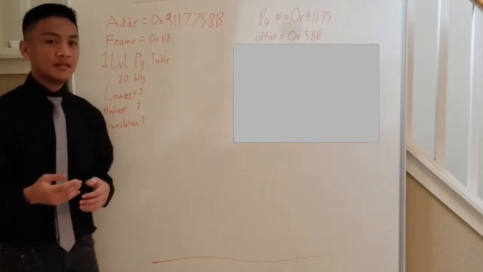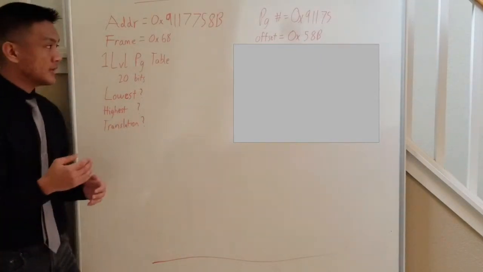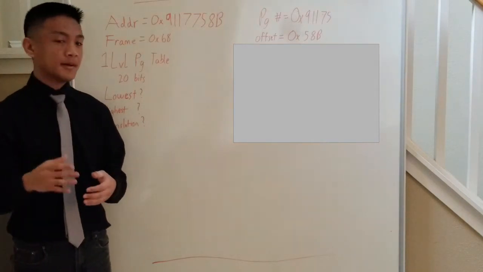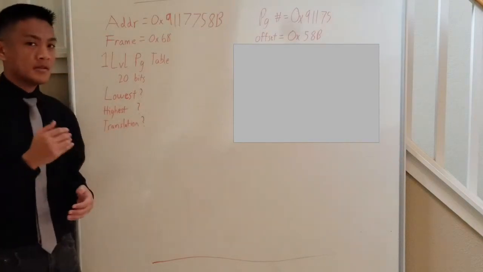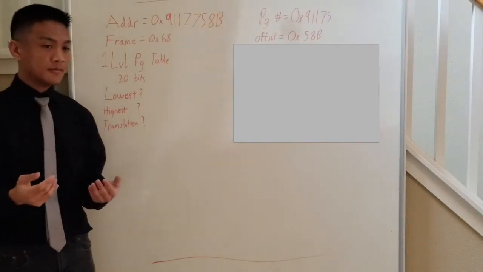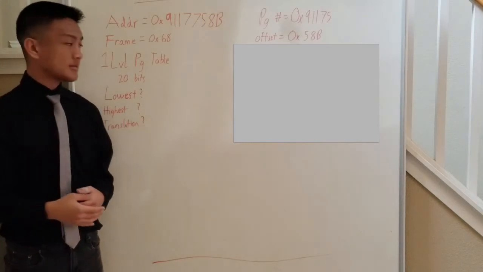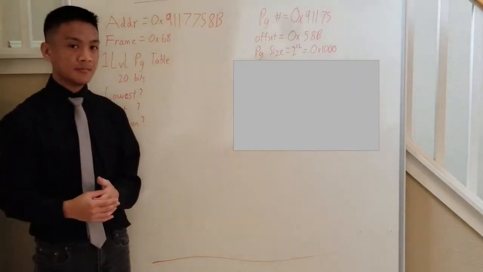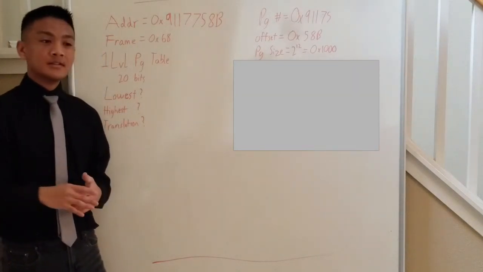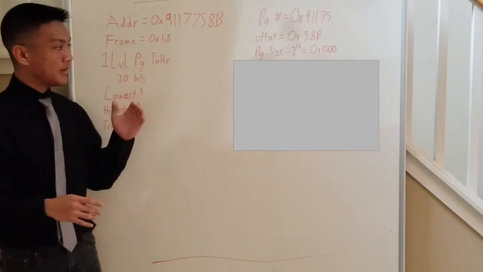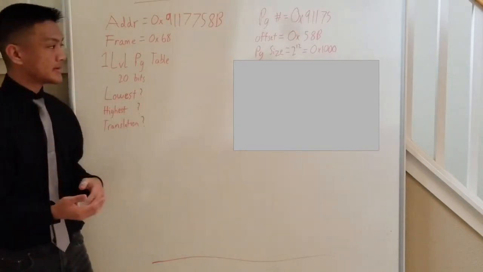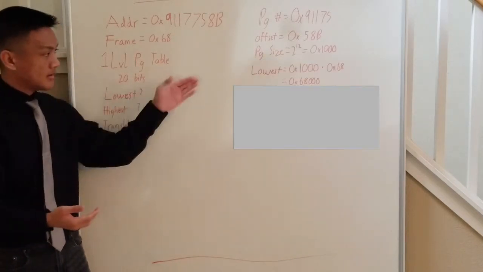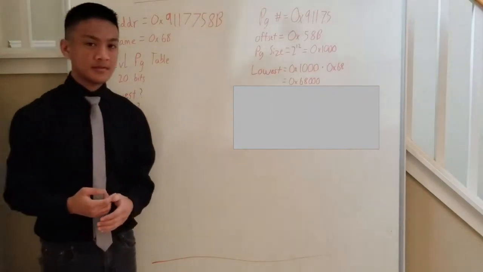Now, in order to find the lowest address of the frame, we're going to need to find the page size. And our page size is simply a fixed size that is a power of 2. So our page size is going to be 2 to the number of bits of our offset, or 2 to the 12th, which is 0x1000 in hex. In order to find our lowest address of the frame, we're just simply going to multiply the frame with the page size. So hex multiplication of 1000 times 68 will be 68,000 in hex. That's one problem done. We have our lowest address of the frame.